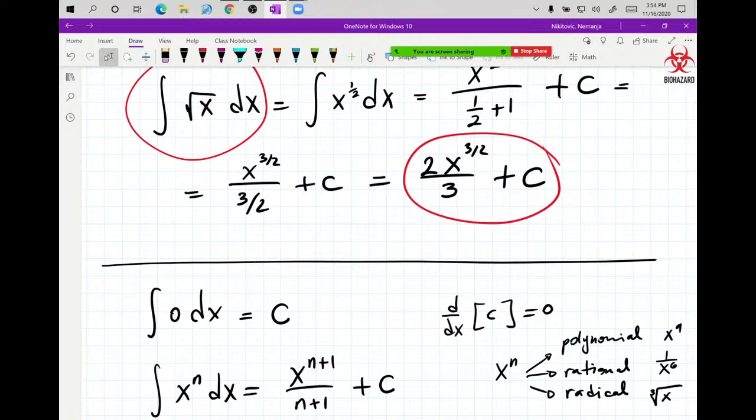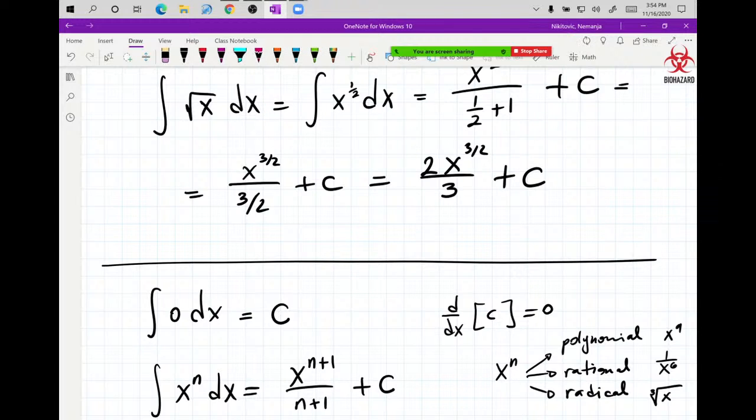Now, if you are still skeptical, right, and go start yelling about conspiracy theory in mathematics or something like that, just take the derivative, right? Don't embarrass yourself. Take the derivative and you will see that you will get square root of x out of this mess. C goes to 0. We don't even care about that.